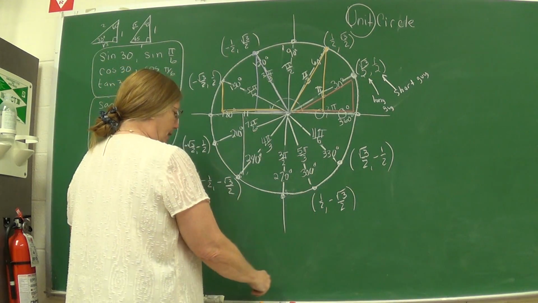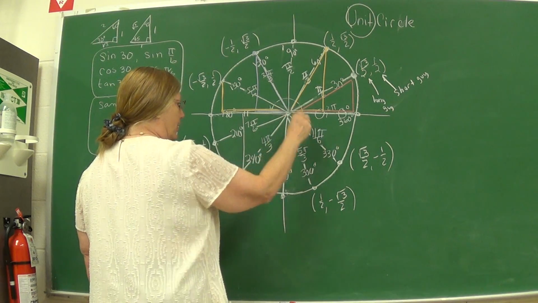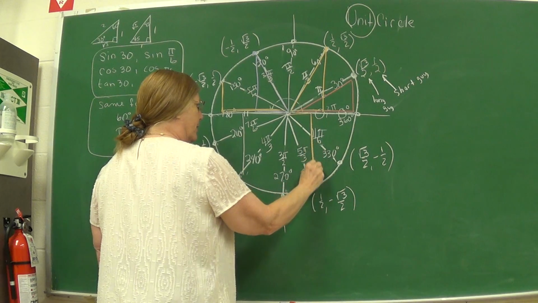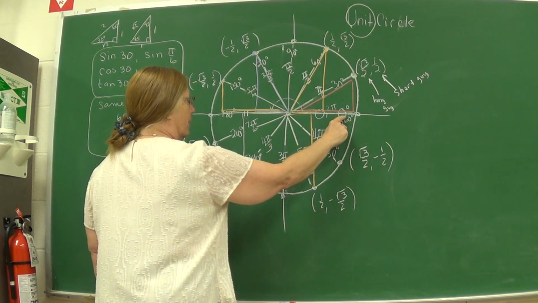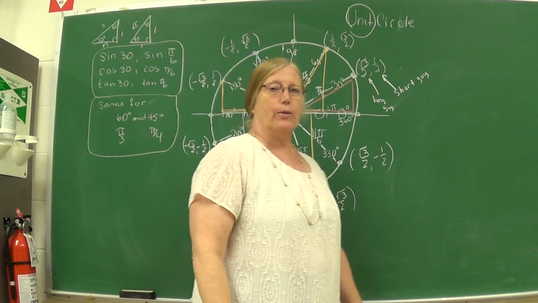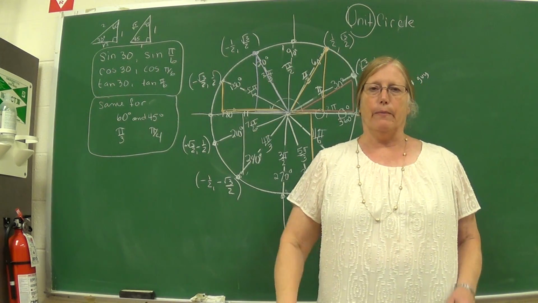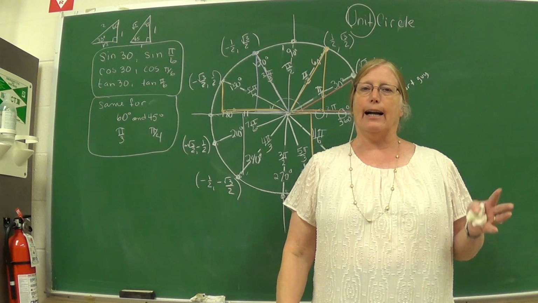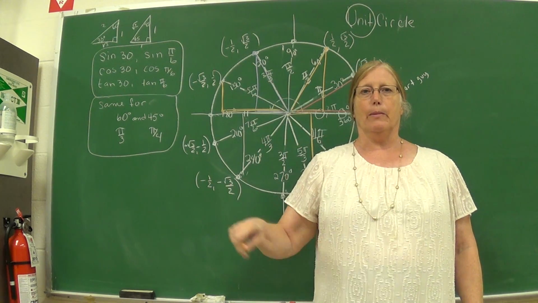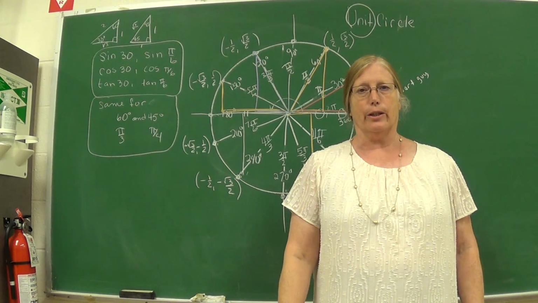But I got over here, how do I get from the origin to this point? I went over short and down the long. And here I went over long and down the short. So hopefully these values make sense to you. And if you can remember the short one, 1/2, and the long one, square root of 3 over 2, you can find them no matter where you are on the unit circle.